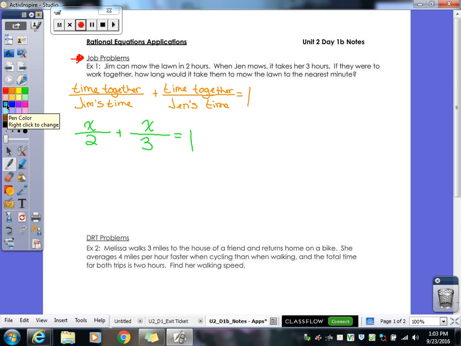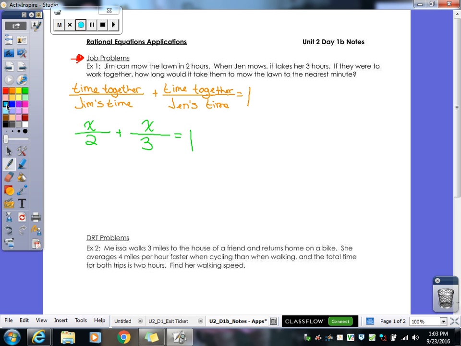Oh, never mind. Okay. I thought by that you meant like his time plus her time. No, because he mows the whole lawn in 2 hours. Oh, okay. She can mow the whole lawn in 3 hours. But if we work together, because, you know, teamwork makes the dream work, we want to know how long it takes them.